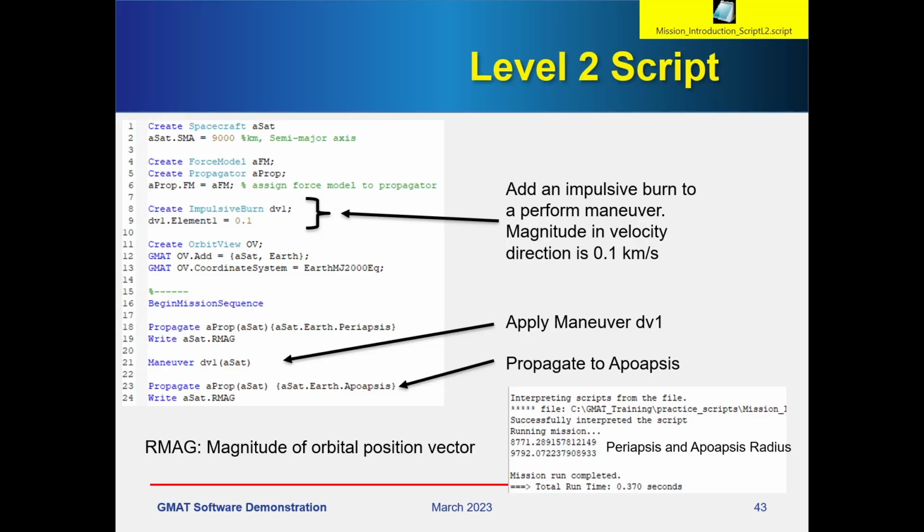In level 2, we have defined a DV to apply to a spacecraft. Next, we will solve for a DV to change the orbit using a target control sequence powered by a differential corrector.